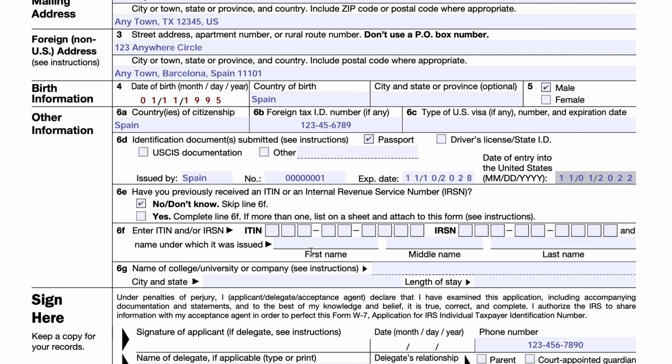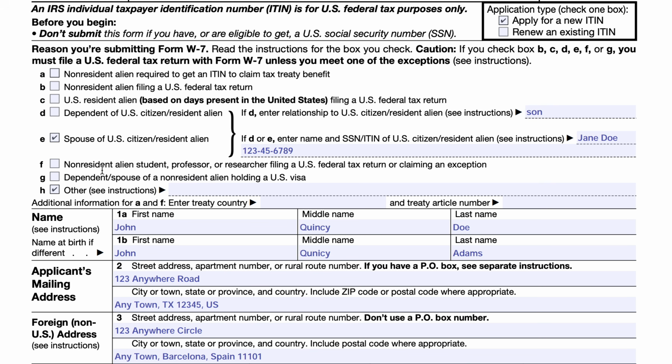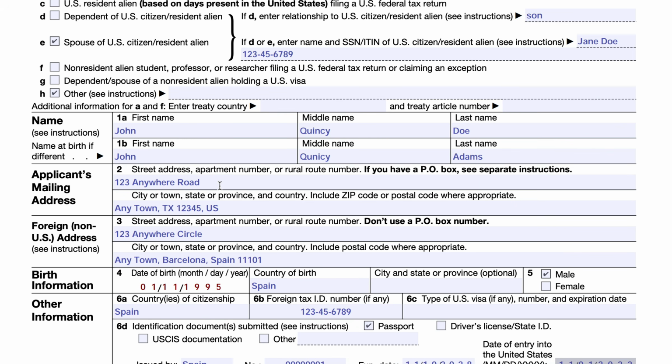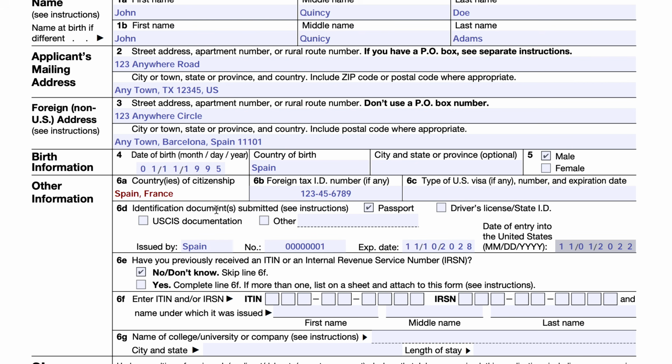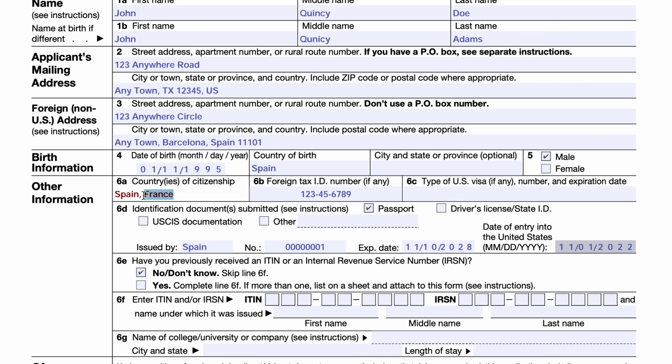Just know that in the article, you'll see a specific reference to certain lines that you have to complete based on the reason box that you select up here. So in line 6A, country or countries of citizenship. So if John were a citizen of Spain and France, then you would write Spain and France. However, you would only list this information for the first country, and then you would have to attach an additional sheet of paper that has the exact same information for the second or subsequent countries.